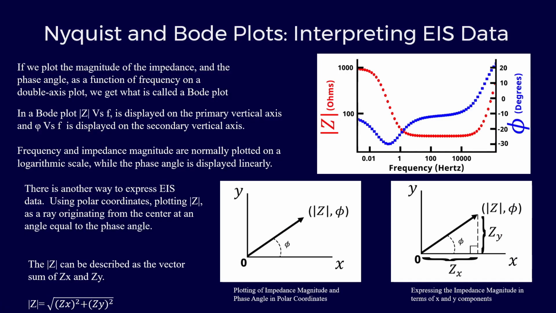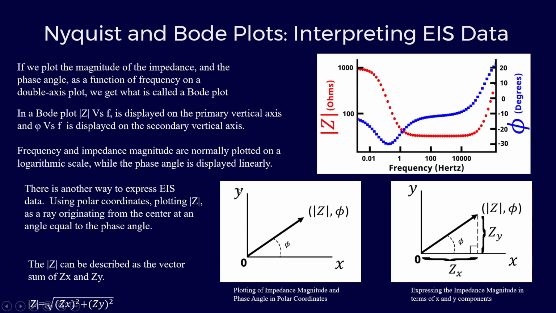If we plot the magnitude of the impedance and the phase angle as a function of frequency on a double axis plot, we get what is called a Bode plot. So you can see this is known as the Bode plot. In a Bode plot, magnitude of Z versus f is displayed on the primary vertical axis, and phi versus f is displayed on the secondary vertical axis. Frequency and impedance magnitude are normally plotted on a logarithmic scale, while the phase angle is displayed linearly.